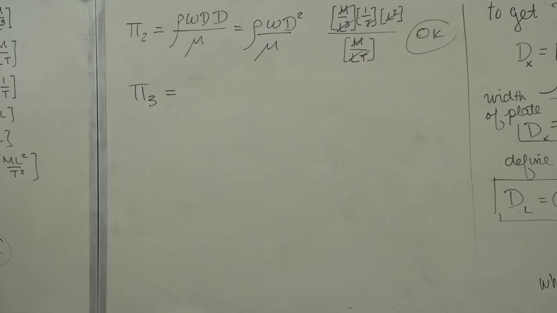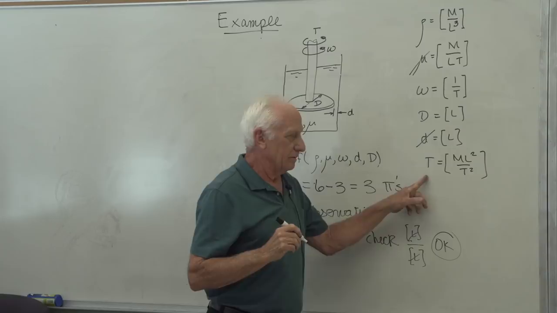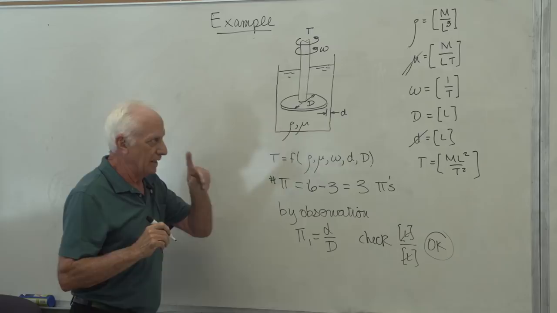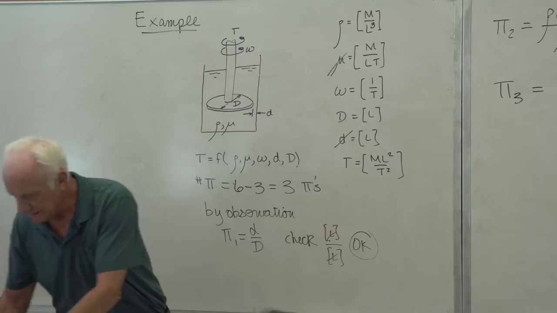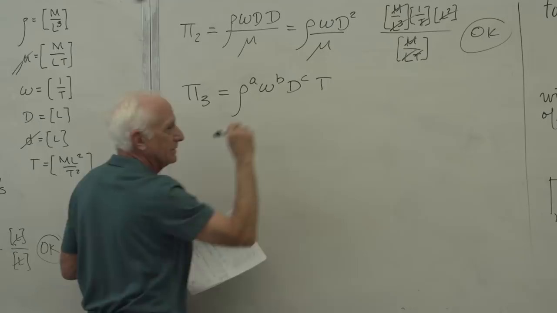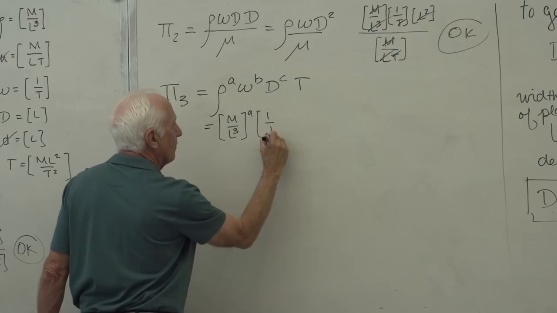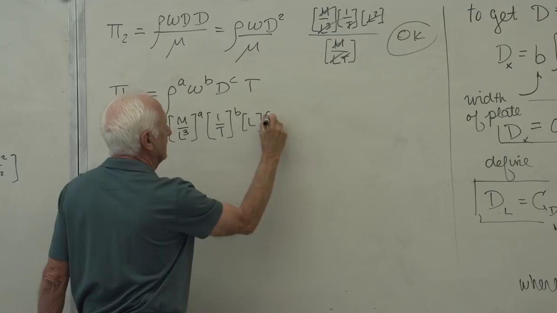First of all, one rule says do not pick the dependent variable as repeating. Torque is a dependent variable, so do not choose it as repeating. What's left? I have no choice: rho, omega, d. So I took it this way: rho to the A, omega to the B, diameter to the C, times torque. Torque sits out there by itself. Rho is mass over length cubed to the A, omega is 1 over T to the B, diameter is length to the C, torque is ML squared over T squared.